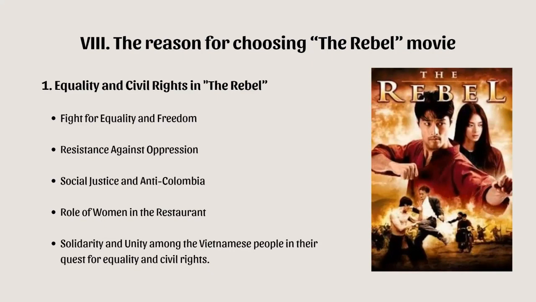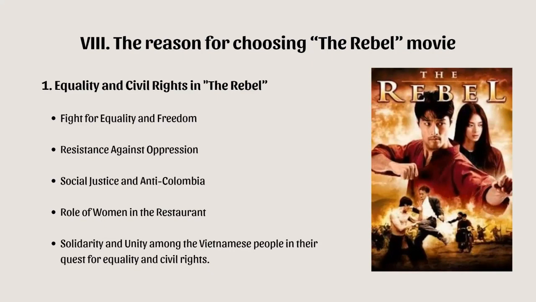The third is social justice and anti-colonialism. The Rebel emphasizes social justice and advocates for the rights of the Vietnamese people who were exploited and marginalized by the French colonial rule. It portrays the struggle to achieve equal rights and the abolition of discriminatory policies imposed by the colonial power.